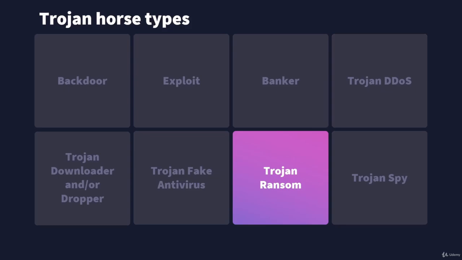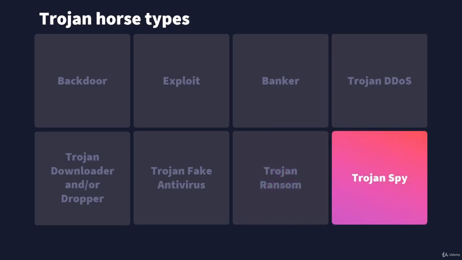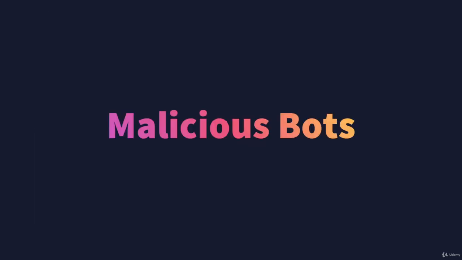Last on our list is the Trojan spy, which, as the name implies, spies on the victim. For example, it can do that by tracking the data entered via the keyboard, taking screenshots, or getting a list of the running applications. Let's move on to the next malware, the malicious bot.